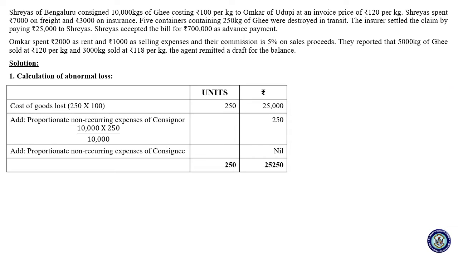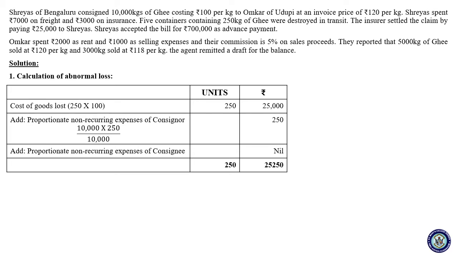And here the non-recurring expenses of the consignee are not given. So the consignee has incurred only recurring expenses. There is no non-recurring expense, so it's nil. If you do the total, you will get the abnormal loss.